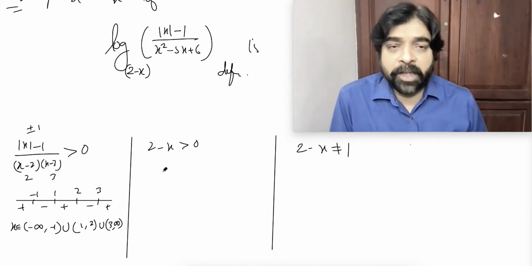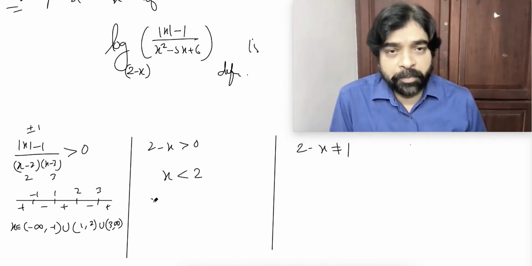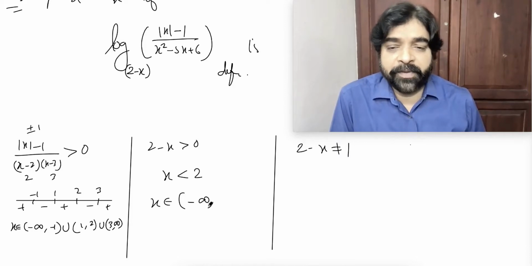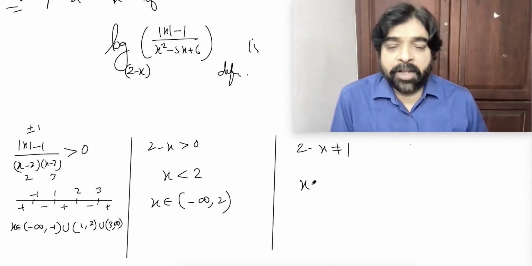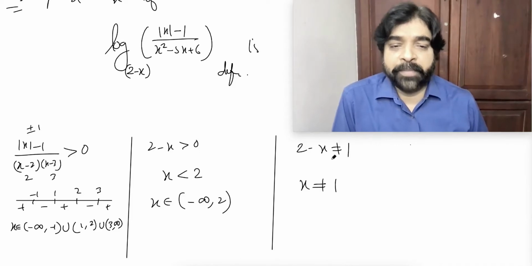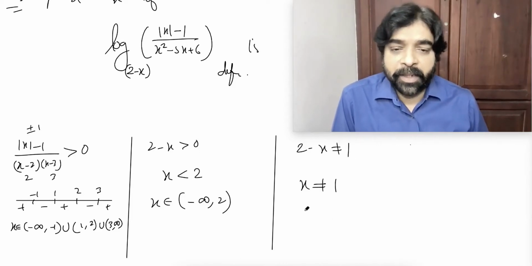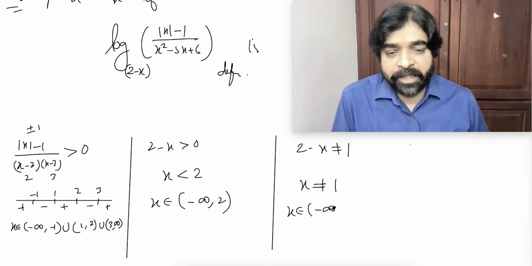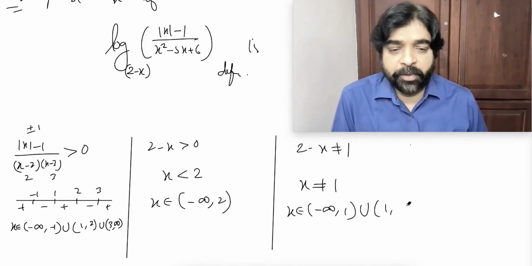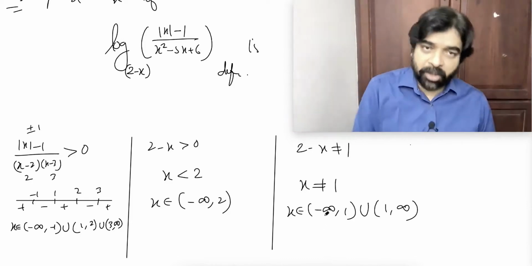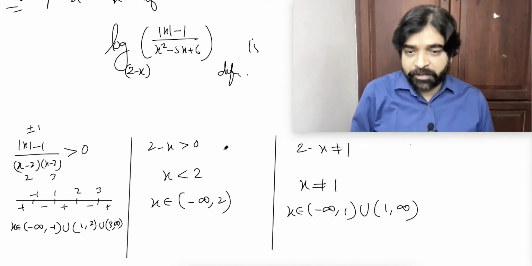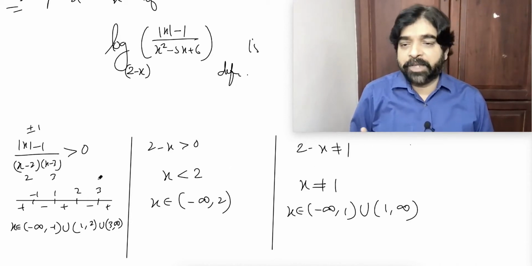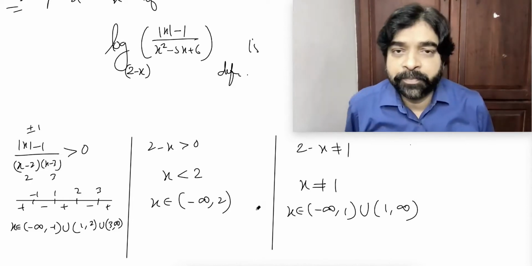If I solve this, I will get x less than 2, means x element of minus infinity to 2. If I solve this, I will get x not equal to 1. So x element of minus infinity to 1 union 1 to infinity. All real numbers except 1. When I am solving this, I don't look at the others.